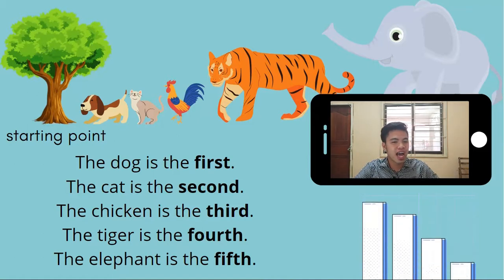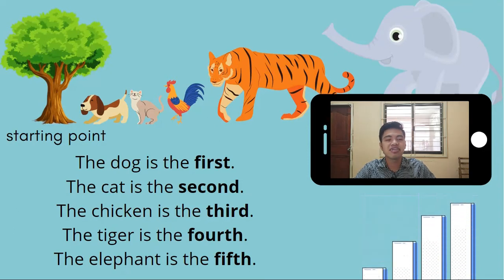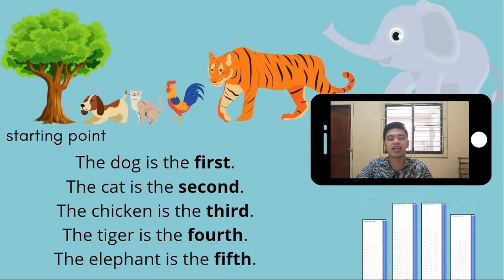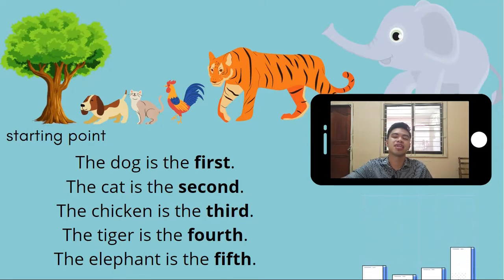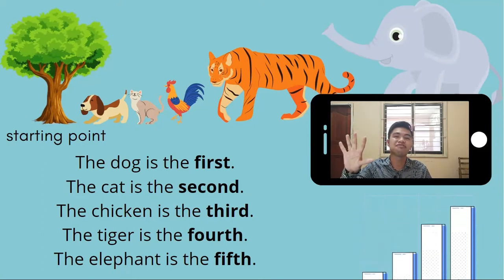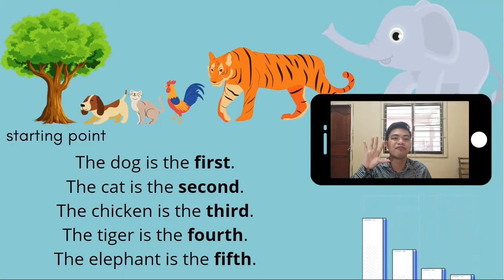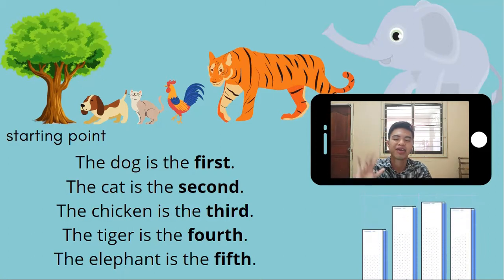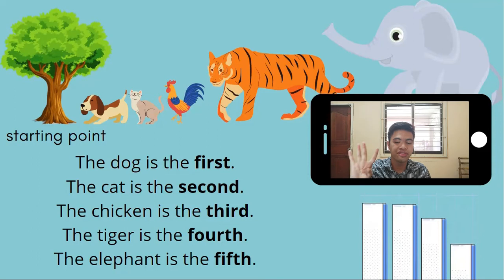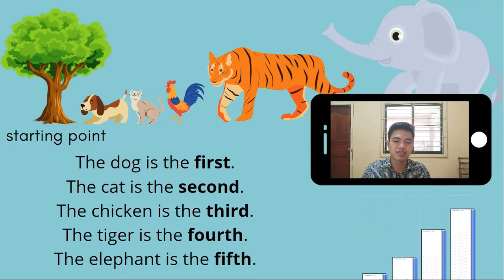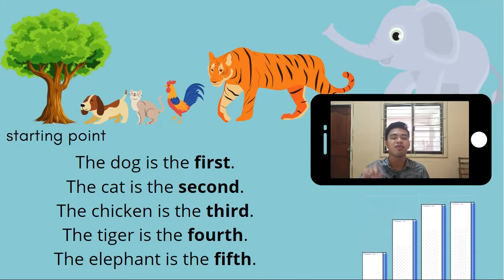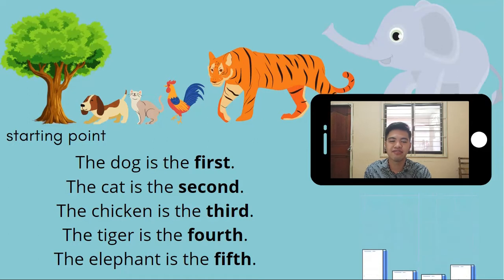Next one. After the tiger, there is an elephant. Look at the elephant. It is so big, right? Okay. Because the elephant is in the number 5 from the starting line or from the starting point, the elephant becomes the 5th. Say 5th. Okay, so we have the first, second, third, fourth, 5th. Okay, so that is our ordinal numbers from number 1 or from the first to the 5th. From number 1 to the number 5. Okay?